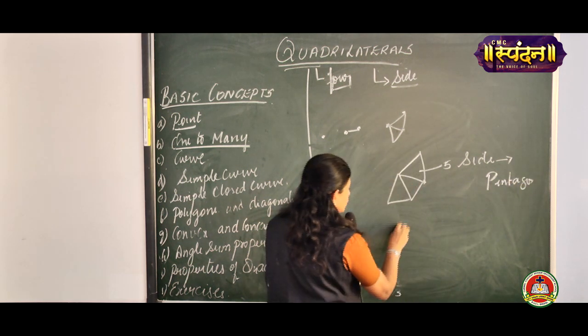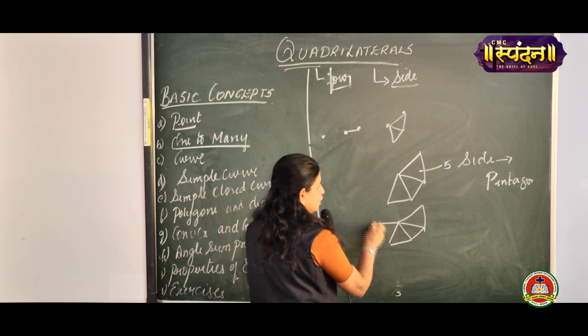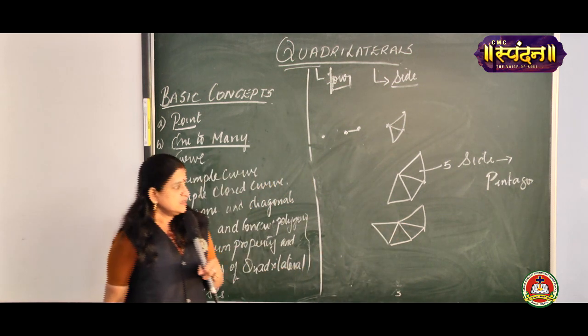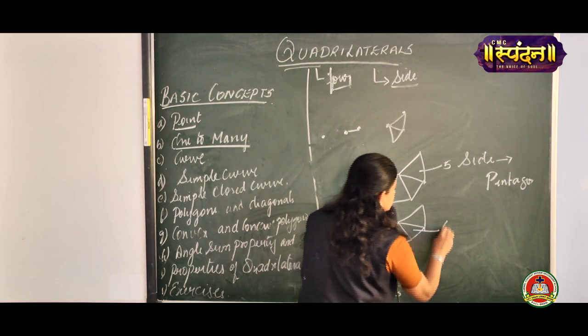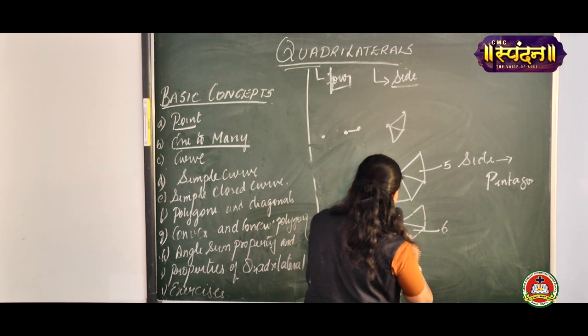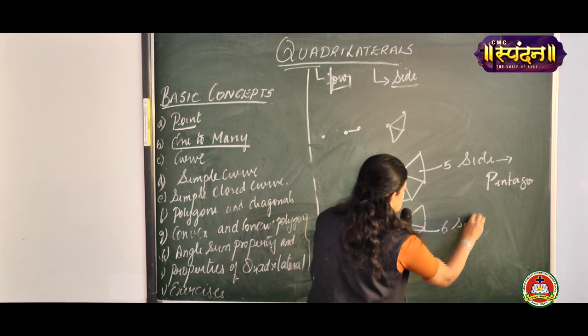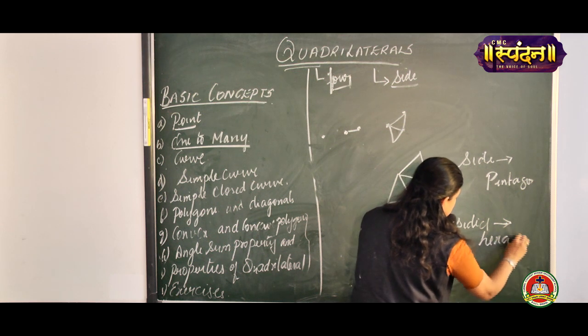So now you add 3 triangles. Now again, if I add 1 more triangle, this will be a hexagon. So this will be a 6-sided figure. 1, 2, 3, 4, 5. 1, 2, 3, 4, 5, 6. So this is a 6-sided figure. You call it a hexagon.